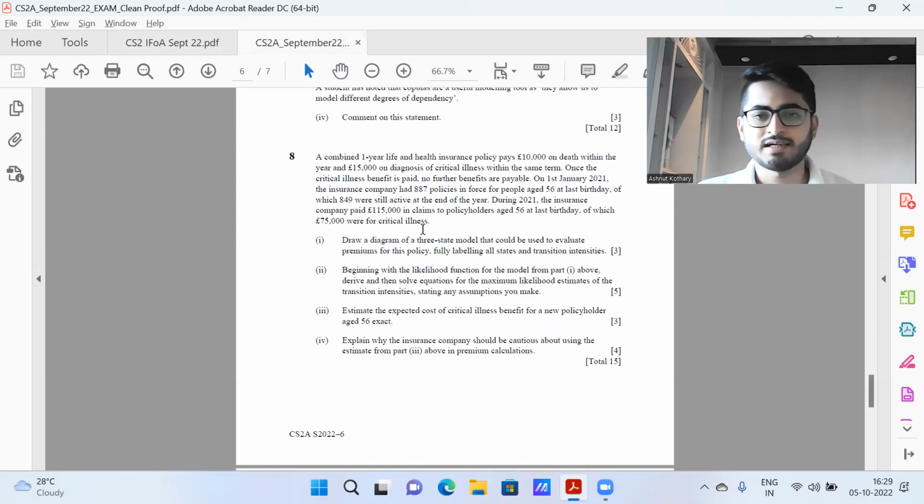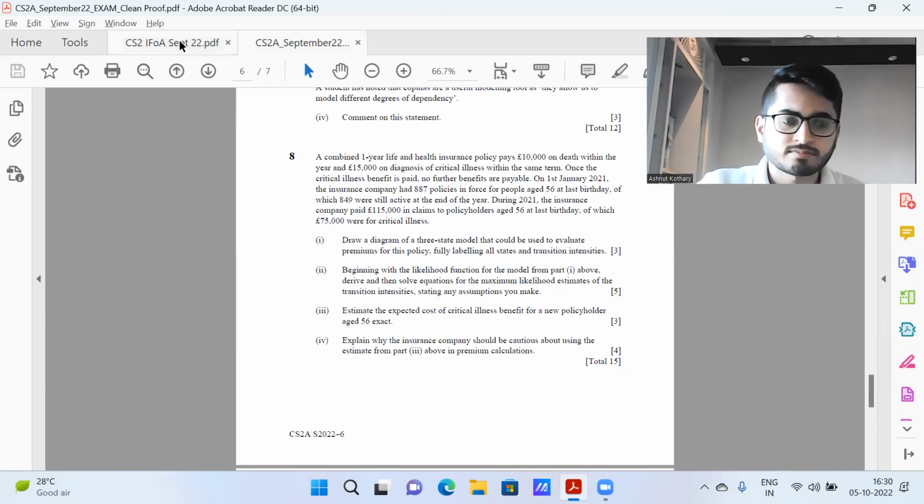Now, because the question explicitly asks to make a three-state model, we cannot bring a fourth state, which is sort of lapse or anything else. So one of the assumptions while drawing the likelihood function is that all the other lives, apart from those which were active or who took critical illness benefit or death benefit, they kind of lapse the policy or something of that form, and on average, did so at the middle of the year.